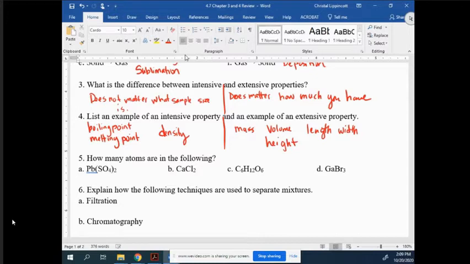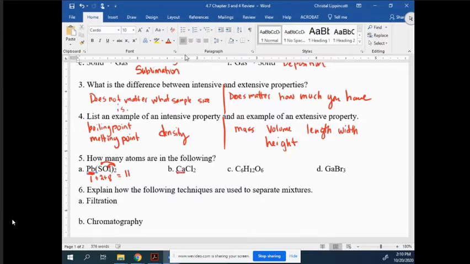Here we wanted to know how many of each atom, or how many atoms we have in each of these compounds. This one, we have 1 for our lead here. This we have to distribute between the numbers here. So the first one will be 2 times 1, which is 2. And the next one, we would have 2 times 4, which is 8. So that gives us a total of 11 atoms in that compound.